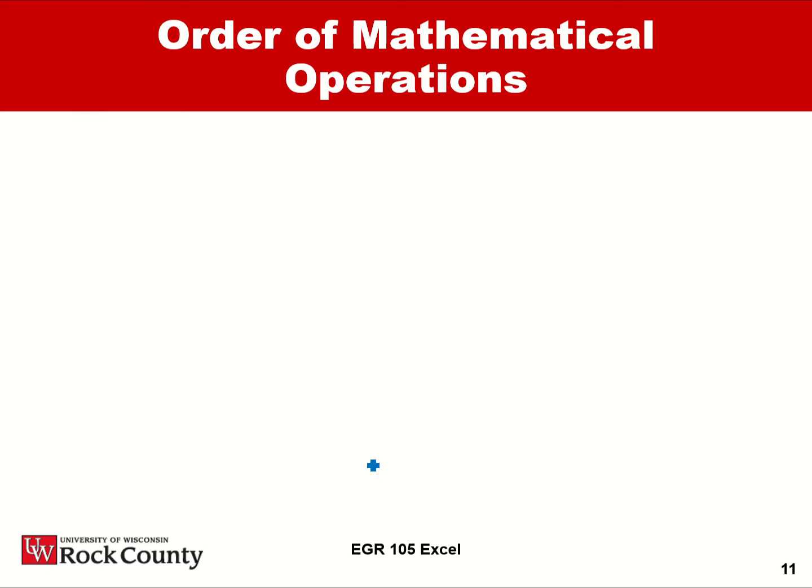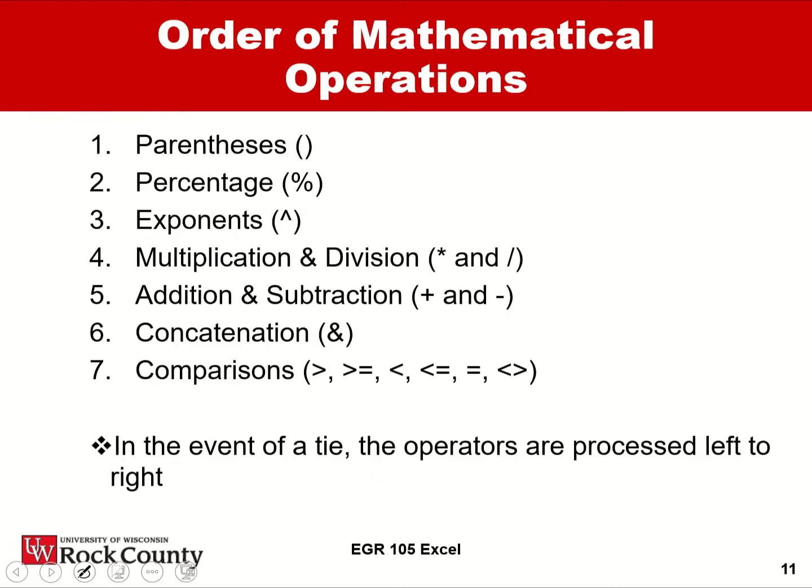Okay, in Excel we also have the same order of operations that we do in mathematics. Right? Our typical order of operations, always do the parentheses first. Our percentages, exponent, multiplication, and division are done at the same time in order from left to right. Same with addition and subtraction, from left to right is priority. Concatenation is 6, and then comparisons are 7. So in the event of a tie, again, we always proceed from left to right, like addition and subtraction, multiplication and division.